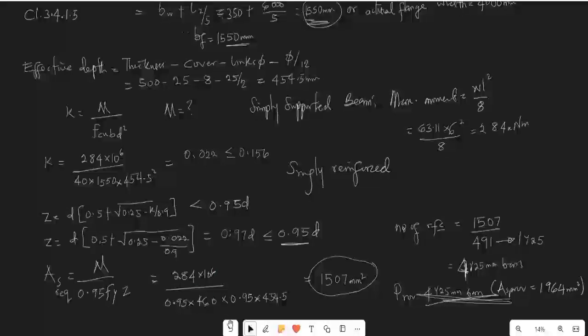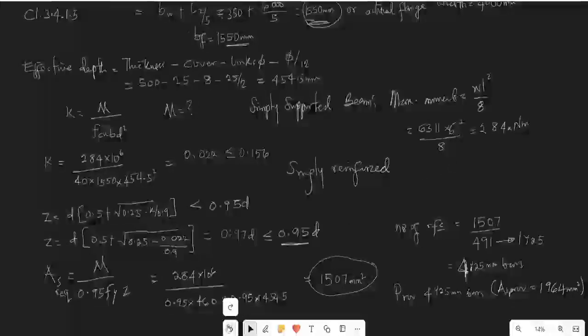Now in the next video, I'll be showing to you how to design for shear reinforcement and also for deflection of a beam, to have a complete design of our beam element.